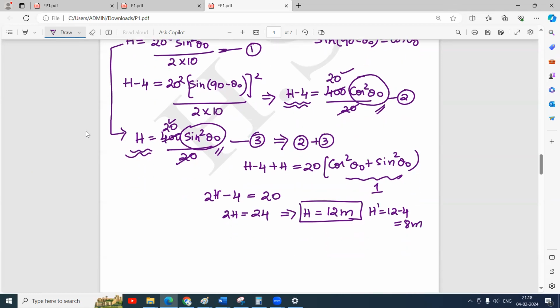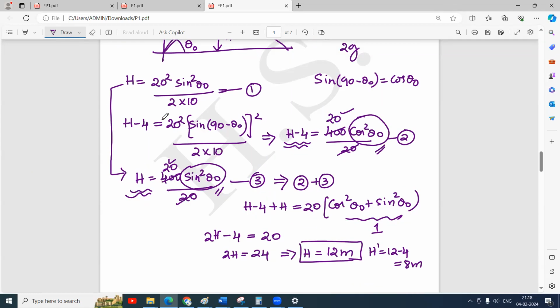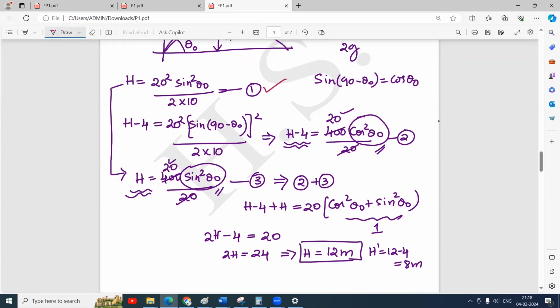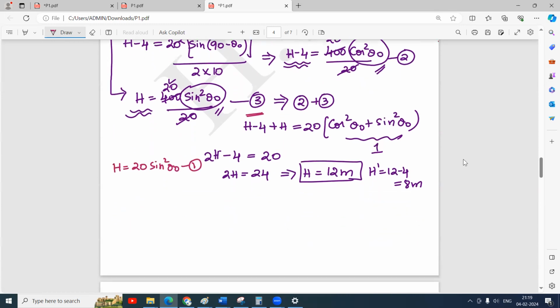Now, instead of taking h minus 4 here, if I had taken h plus 4, what would have been the result? I'll take the first one as the same, that is h is equal to 20 square sine square theta naught by 2g. So that comes to h is equal to 400 by 20, that is 20 into sine square theta naught. That is the same equation we wrote as the third equation. This is equation 1, I'll write. This is just verification. The problem is actually over.